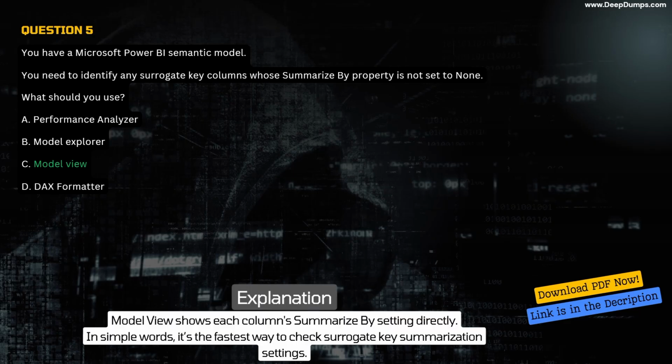Explanation. Model view shows each column's summarize by setting directly. In simple words, it's the fastest way to check surrogate key summarization settings.